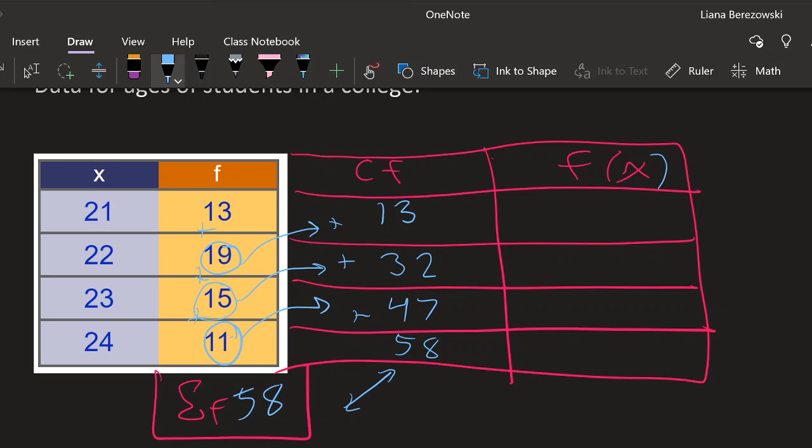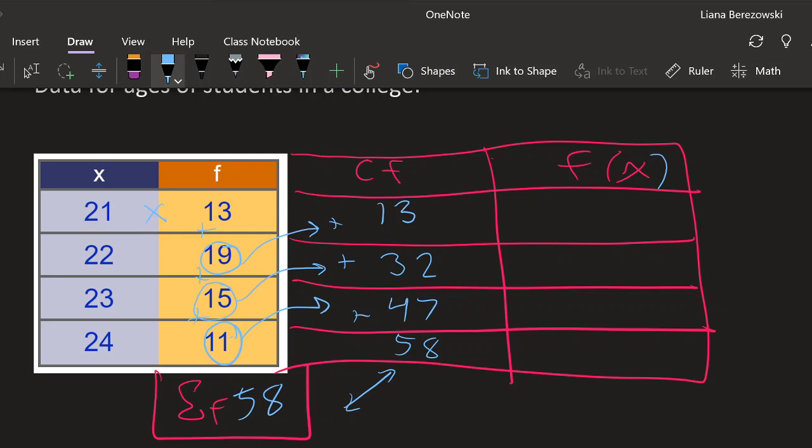Next thing I'm going to do is fill in the f of x portion of my table. So f of x tells you literally in its name what you're doing. You're multiplying f, which is frequency, times x, which is score. So I'm going to take my scores, multiply them by their respective frequencies, and that will be it. Again, we have some big numbers here, so I'm probably going to break out some long multiplication.